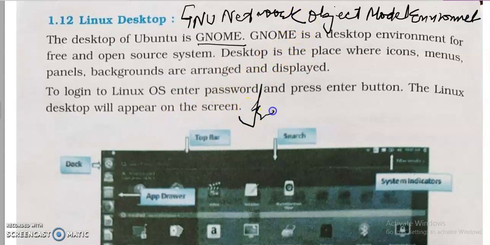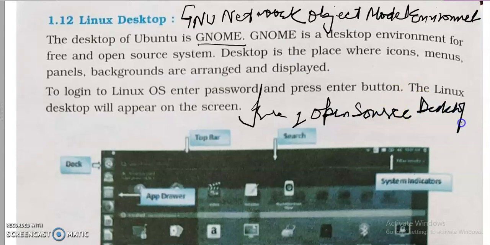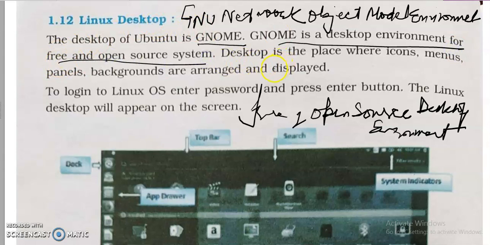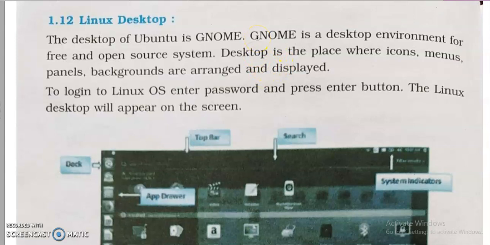It is free because it is open source, and it's a desktop environment. It provides a desktop environment. We can study here that GNOME is a desktop environment for free and open source system. Okay, so desktop is a place where icons, menus, panels, backgrounds are arranged and displayed.